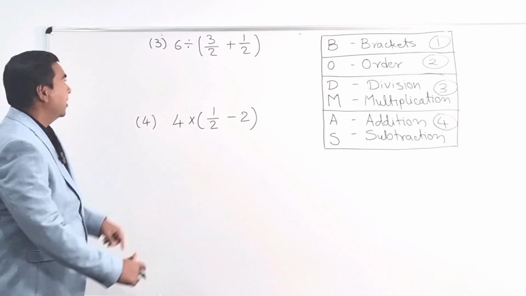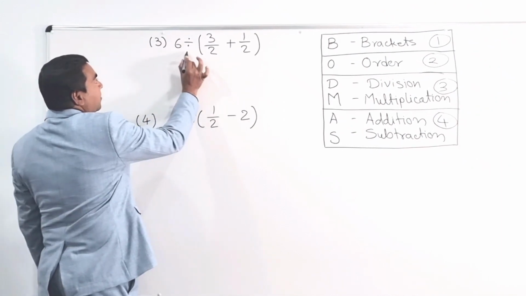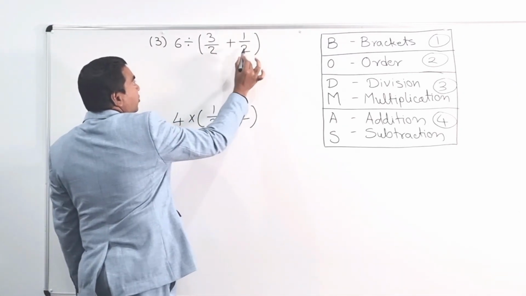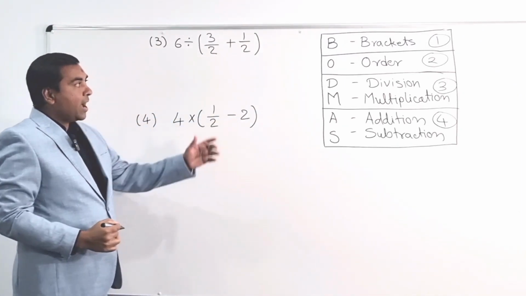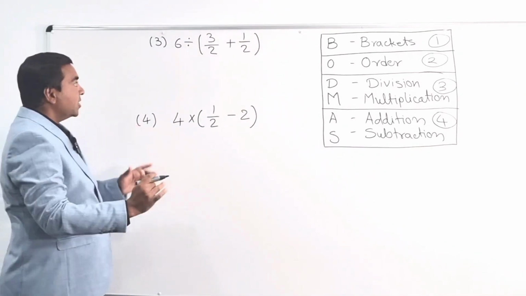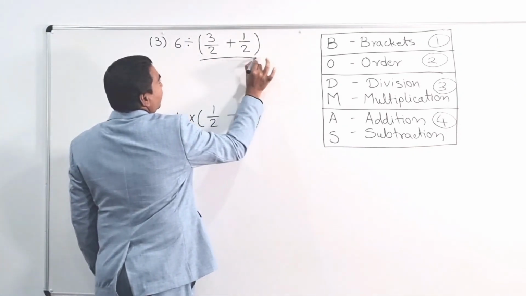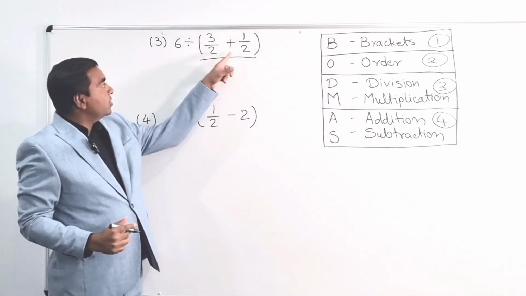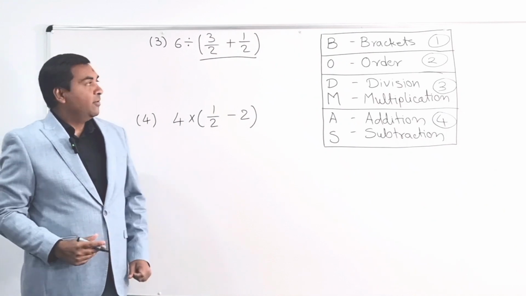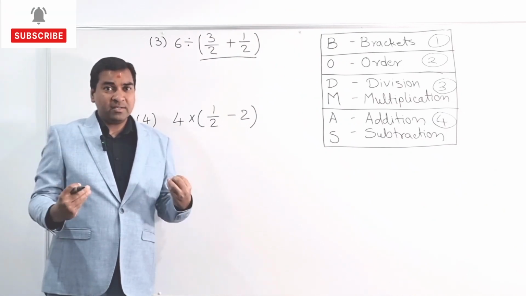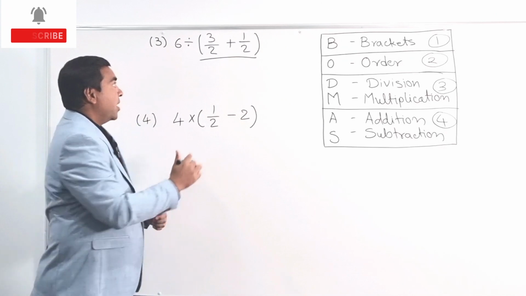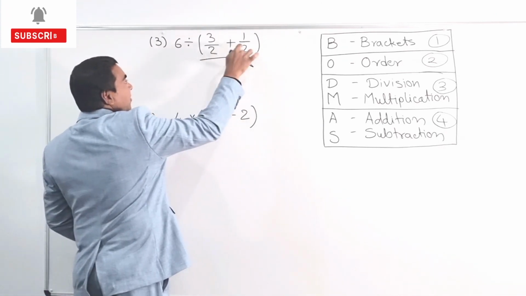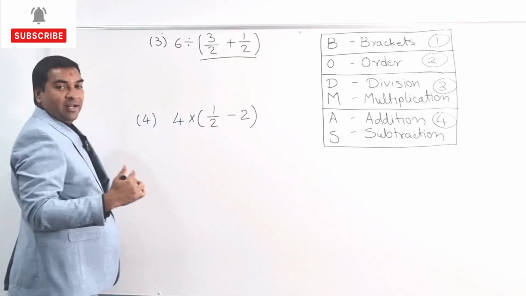Question number 3. 6 divided by, into bracket, 3 over 2 plus 1 over 2, bracket complete. As per BODMAS, my first priority is this bracket. So I'll be working in this bracket. In this bracket, I have to add 2 fractions. Whenever I am adding or subtracting fractions, the condition is that my denominator needs to be the same. But luckily, guys, the denominator is already the same. That's going to be a little bit easier, yeah?